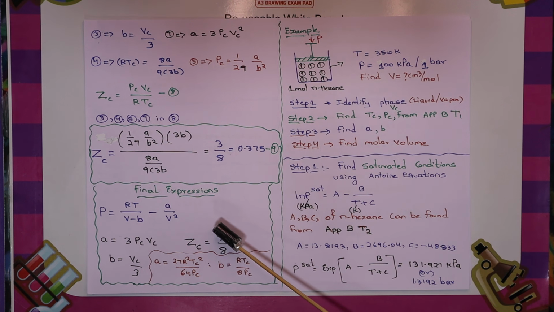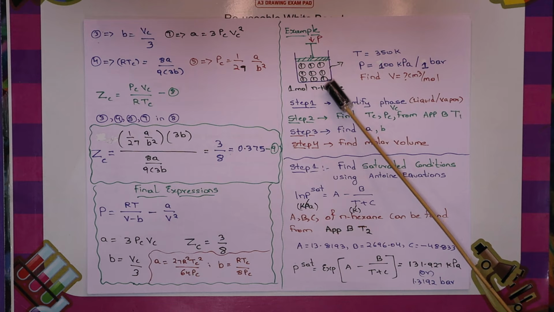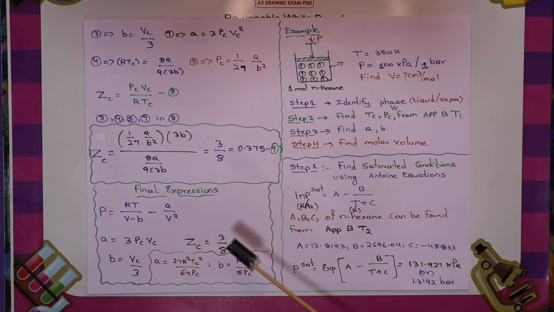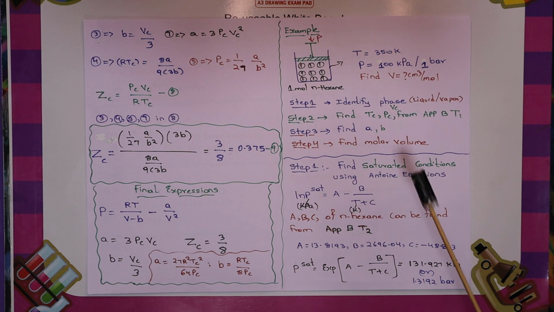Before you attempt to use this particular equation, first of all you need to identify whether the volume you are going to get is a vapor volume or a liquid volume. That is the first step. The second step is to find Tc, Pc, Vc, because the critical temperature, critical pressure and critical volume information are already provided in Appendix B, Table 1 of Smith-Van Ness's book.